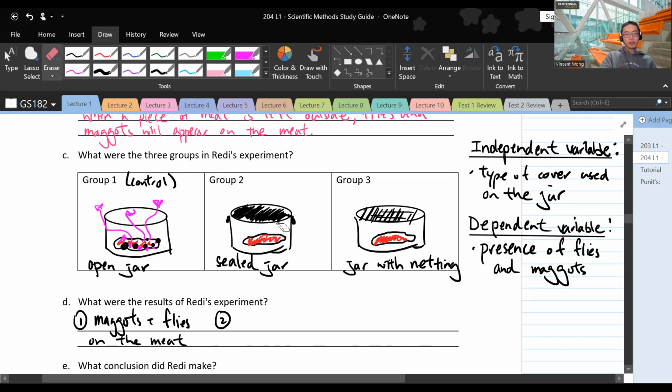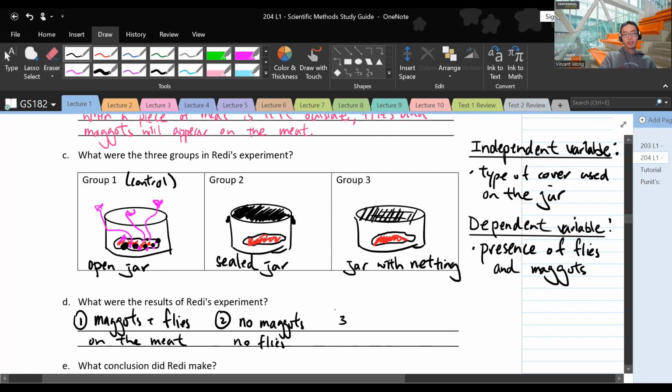Number two here is the sealed jars. So no maggots, no flies. It's probably smelly inside, but there will be no maggots, no flies.